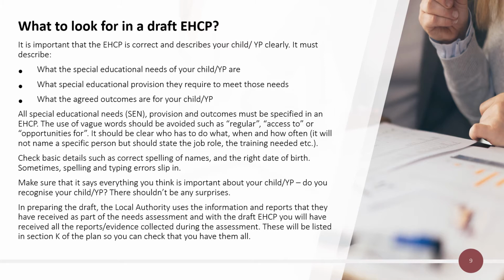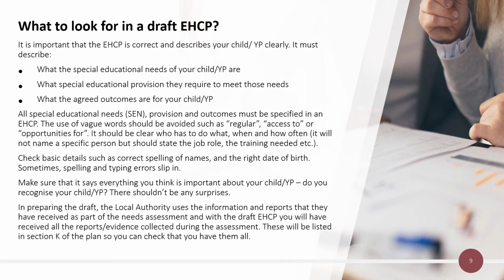It is important that the EHCP is correct and describes your child or young person clearly. It must describe what the special educational needs of your child or young person are, what special educational provision they require to meet those needs, and what the agreed outcomes are for your child or young person.